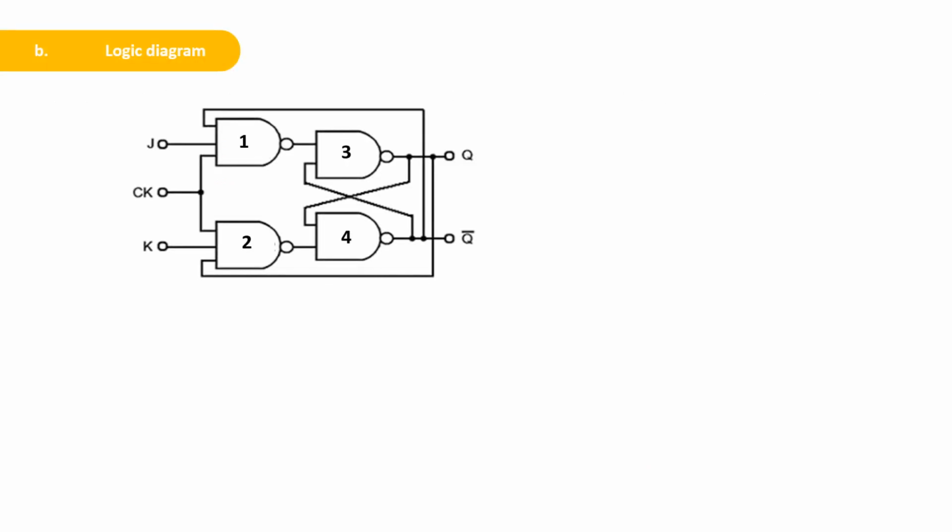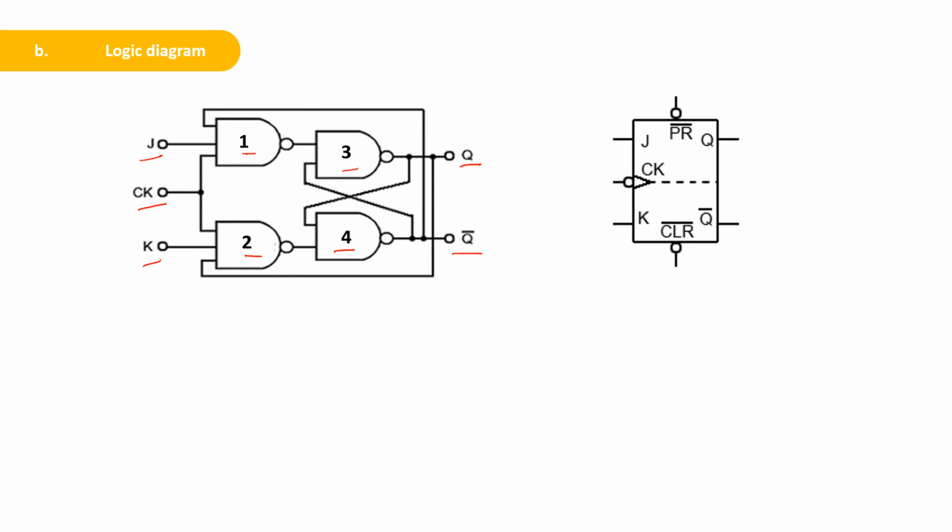Next is the logic diagram for the JK flip-flop. The slide is given for the JK flip-flop. You can see that there are 4 NAND gates used, and J, K and the clock signal are the inputs. Q and Q bar are the outputs of the JK flip-flop.